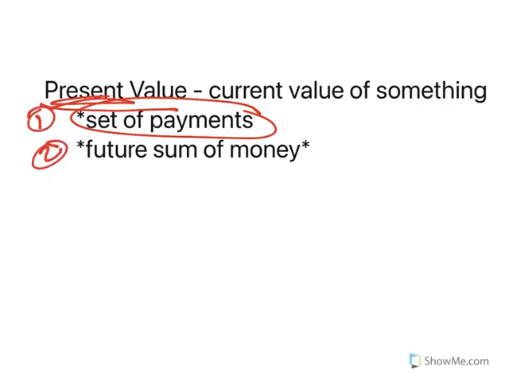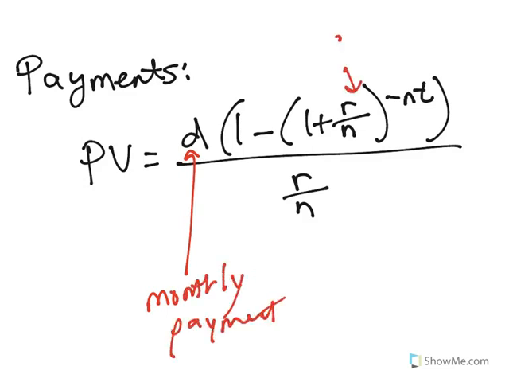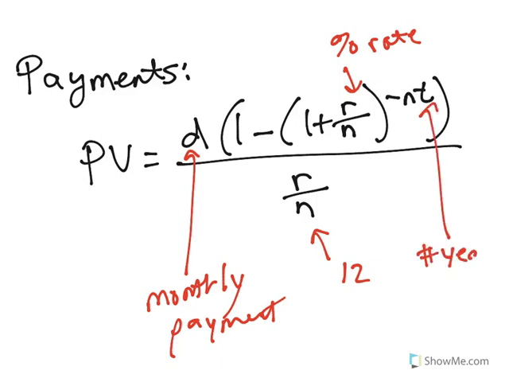Or we can say, if we know the future value that we want, right, I want to buy a $200,000 house in 20 years, how much do I need to have right now to do that? So it's kind of like two different options. If you have payments, so option one, where D is the monthly payment, and R is the annual percentage rate. N would be 12 because we make 12 monthly payments a year, and T is the number of years. This is the very fun formula, but this would give us the present value of the loan if we know the monthly payment and all the other pieces.